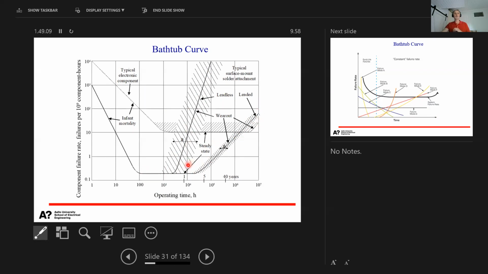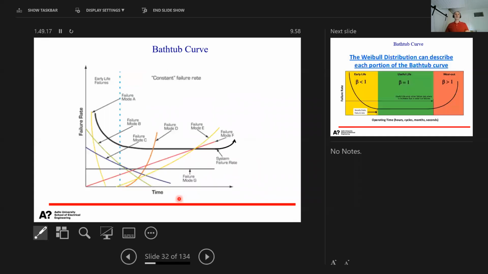So now, for the user or customer, we see the combined effect of all these. In fact, the bathtub curve contains several different failure modes. Some of the failure modes dominate in the early part of the lifetime, some of them dominate during the normal useful life, and some of them dominate at the end of the life.